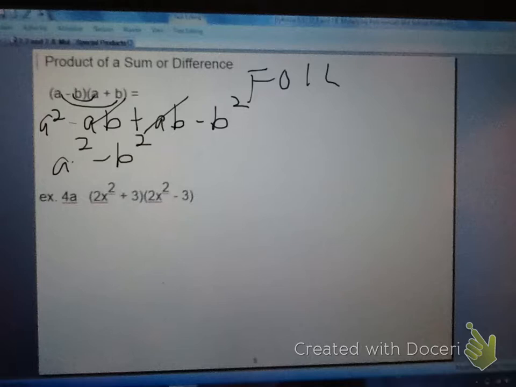So what happens is the two middle terms go away. So when you see two identical binomials, but one's positive, one's negative, you can refer to these as opposites if you'd like. You know that the outer and the inner is always going to go away. So could you skip that and just do first to last? Sure. So first, 2x squared times 2x squared is 4x to the fourth. And your last is a negative 9. If you do the entire FOIL, you will see that the outer and the inner go away.